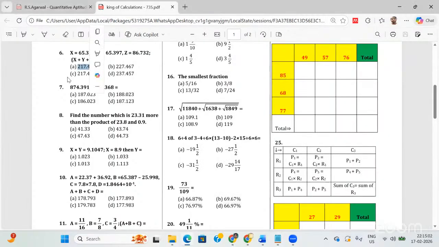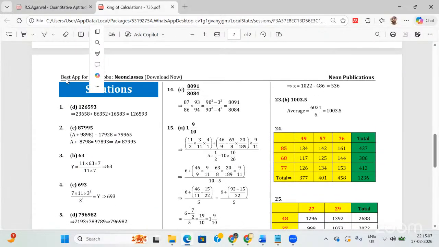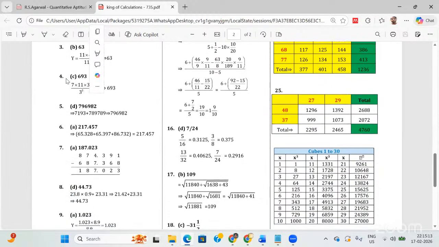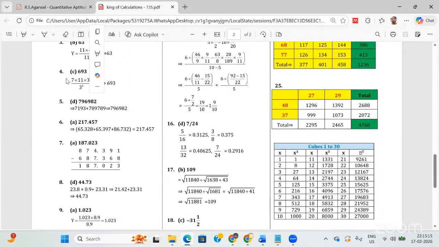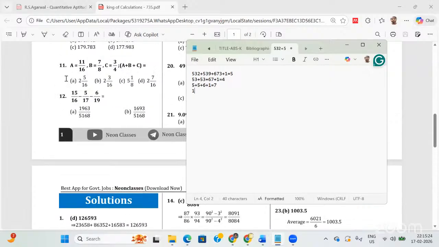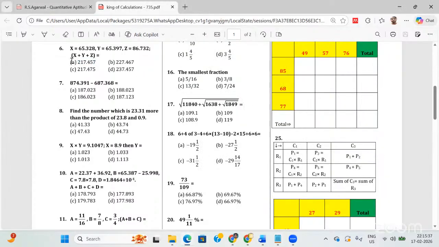Therefore, sir, the answer will be C. Sure, it will be C. One minute, sir. No, it will be A, sir. A, sir. It will be A. Why is it A? Because 6 plus 6 plus 8 is equal to 20, plus 1 carried forward from the last operation. Therefore, 20 plus 1, 21. Therefore, it is A. Then accordingly, you have to solve these sums.